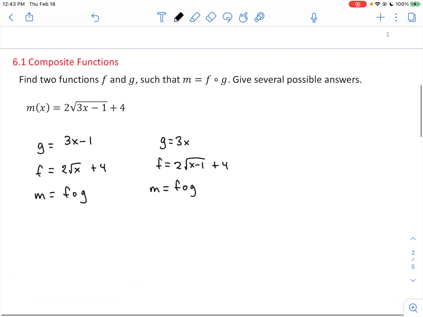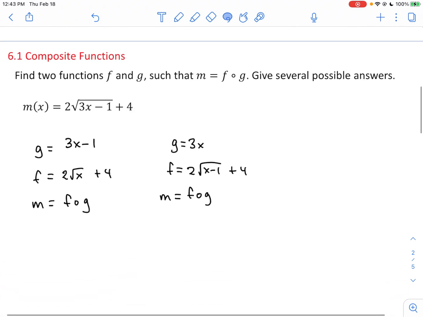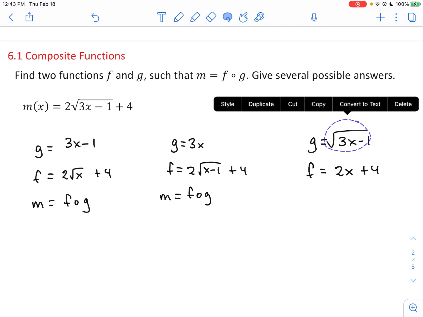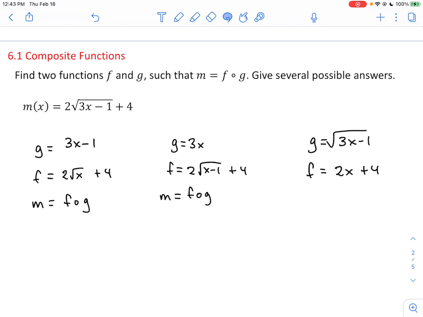Are there other ways to do this? Yes, lots of them. We could call all of this right here the g function, or we can just include the radical and call that the g function. So let's say the g function is equal to the radical 3x minus 1. So then this part here, you're going to condense down to just x, and then rewrite this, and that would be your f. So 2x plus 4. And certainly enough, when I take the g function and I replace the x in the f function with it, I get the m function.